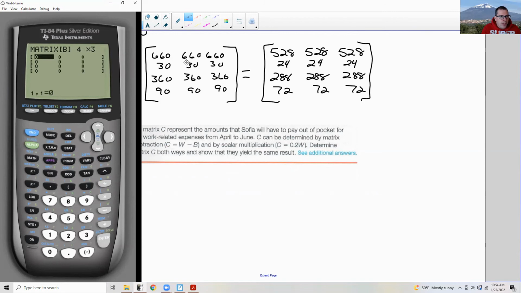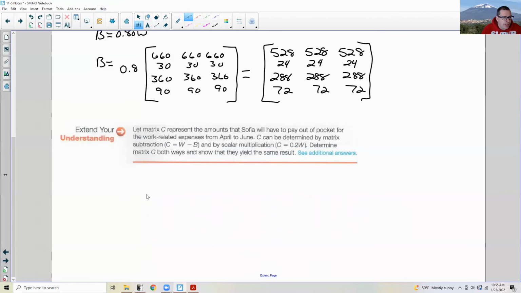Now we want to enter what we got, which was 660, 660, 660, 30, 30, 30, 360, 360, 360, 90, 90. Okay, go to second home, clear, second, 0.8, now I'm multiplying by 0.8, second matrix 2, enter. And there's my 528, 24, 288, 72, just like that. Really nice doing these in the calculator.